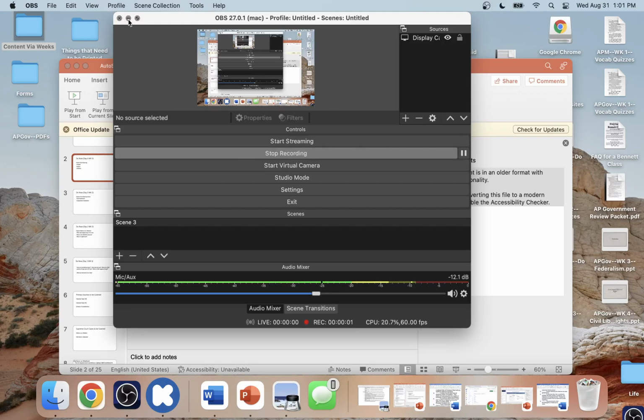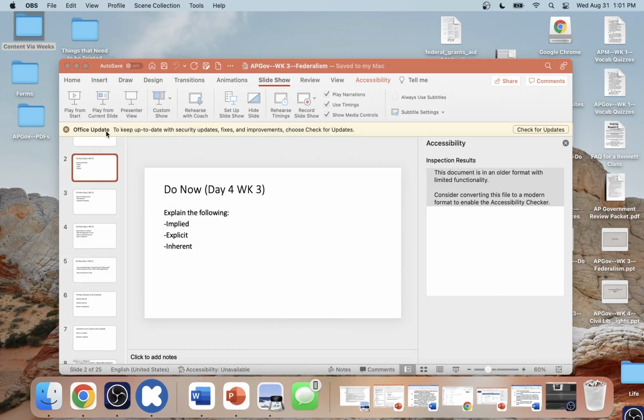Ladies and gentlemen, in order to be successful for today's instruction, you need a whiteboard, notebook, and your McCulloch versus Maryland court case. Luke?